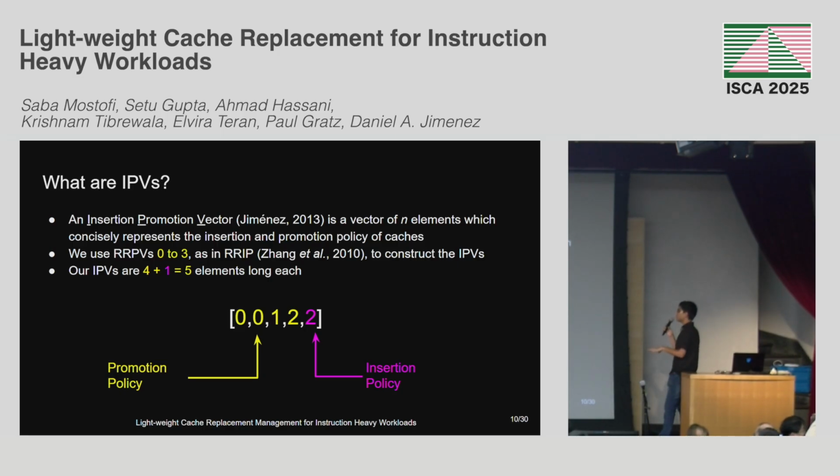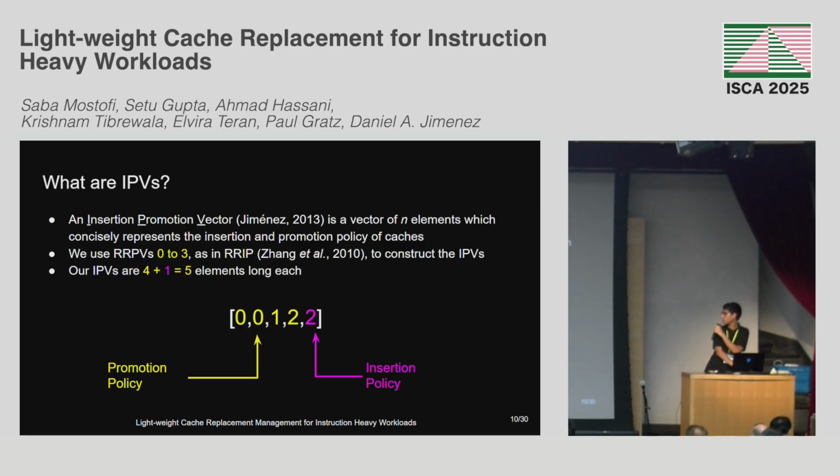In our work, we are using RRPV, the same thing which was proposed by RRIP. So RRPV is from 0 to 3, so 0, 1, 2, 3, instead of using LRU positions as were proposed by Jimenez in 2013. And since we are using 4 distinct RRPVs, 0, 1, 2, 3, our IPVs are 5 elements long. Why 5 elements long? Because the first 4 elements in yellow, or the first 4 numbers, represent the promotion policy, and the last element, this one in magenta, purple, whatever it's called, represents the insertion policy.